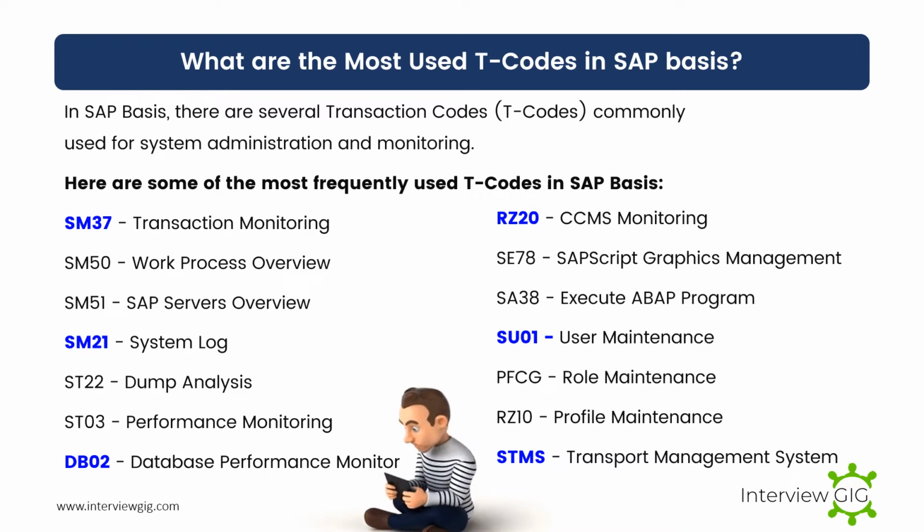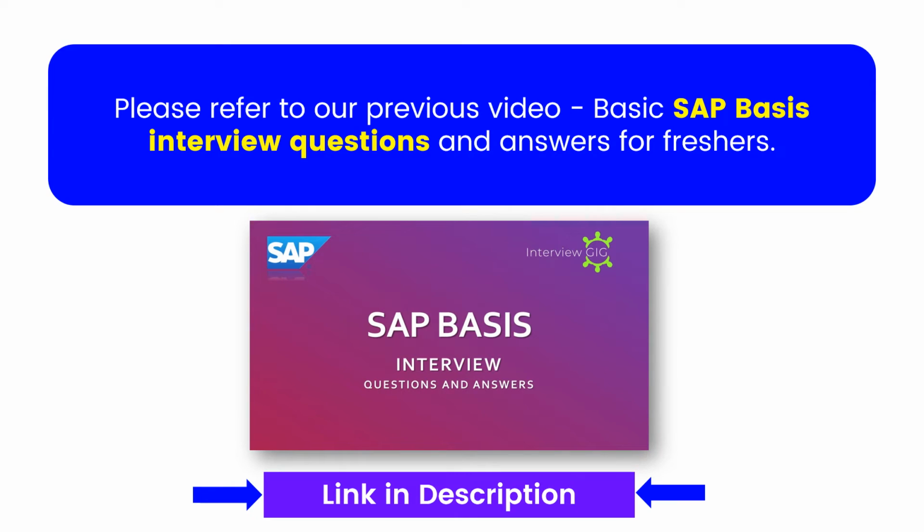SE78, SAP Script Graphics Management. SA38, Execute ABAP Program. SU01, User Maintenance. PFCG, Role Maintenance. RZ10, Profile Maintenance. STMS, Transport Management System. Please refer to our previous video Basic SAP Basis Interview Questions and Answers for Freshers, link in description.